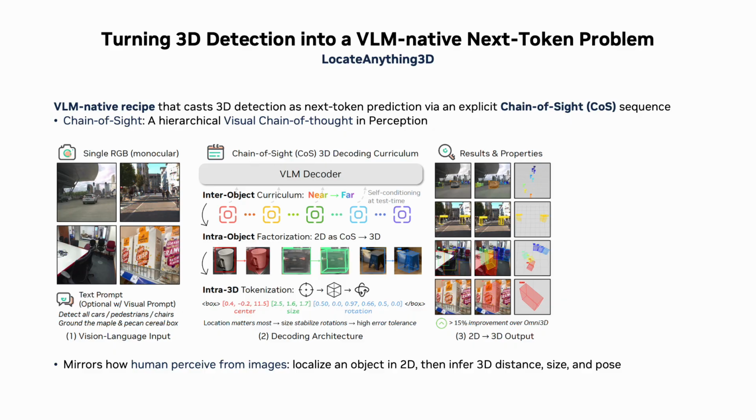The key idea lives in the decoder, which follows a hierarchical chain of sight curriculum at 3 levels. First, inter-object, we decode near objects before far ones. Second, intra-object, we decode the 2D box first, then lift to 3D. Third, intra-3D, we decode location, then size, then rotation. This mirrors how humans perceive. We localize in 2D first, then infer distance, size, and pose.